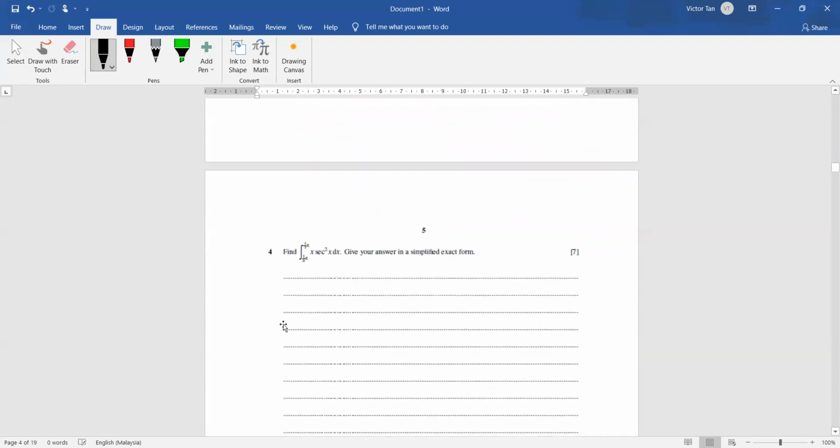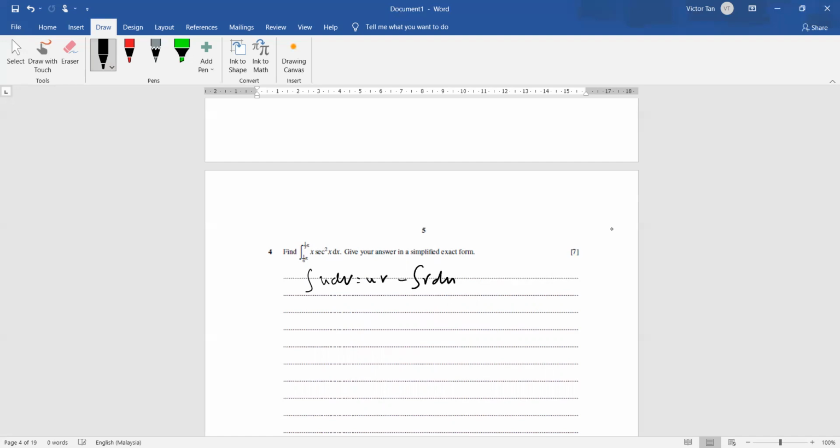Find the integral of x sec squared x, giving your answer in simplified exact form. So when you have a mixture of a trigonometrical function and the linear x function, it is usually integration by parts. The integral of u dv equals uv minus the integral of v du.